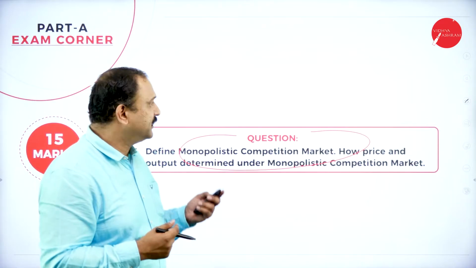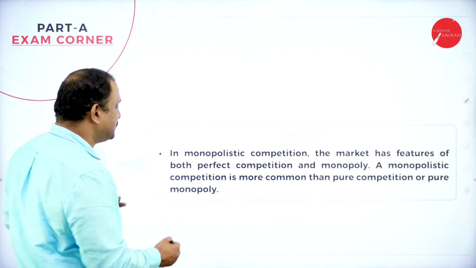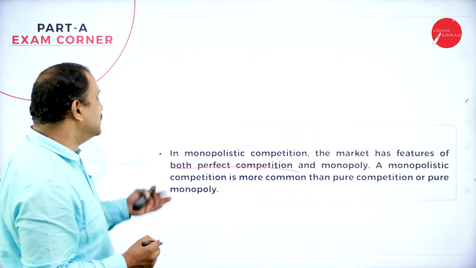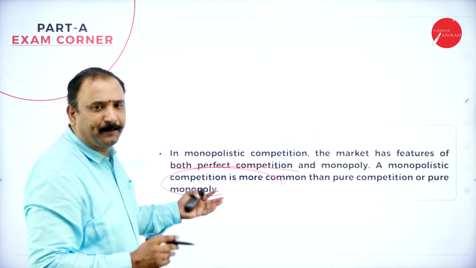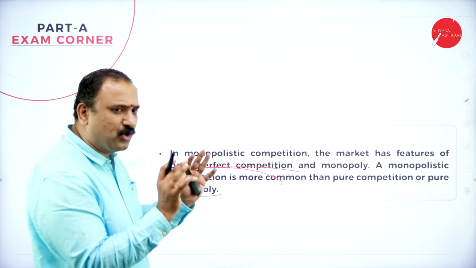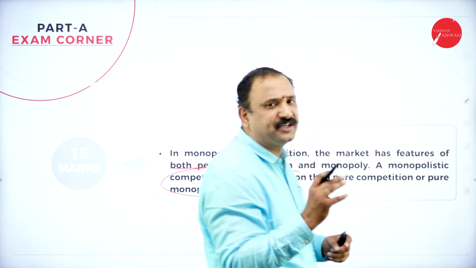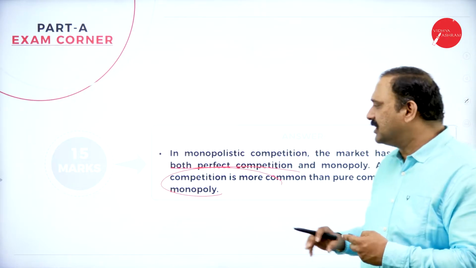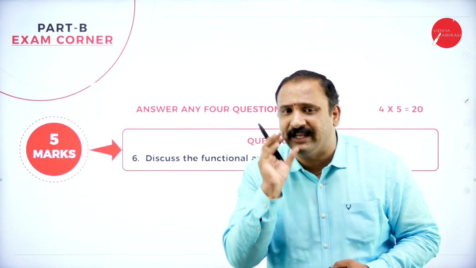Now when you go to this question, monopolistic means the market has features of both perfect competition and a monopoly. So monopolistic is more than a pure competition or a pure monopoly factor. It's a more common factor here, which means there are equal numbers of buyers, equal numbers of sellers, and there are varied distributors available. So that's why that particular question is very, very important.